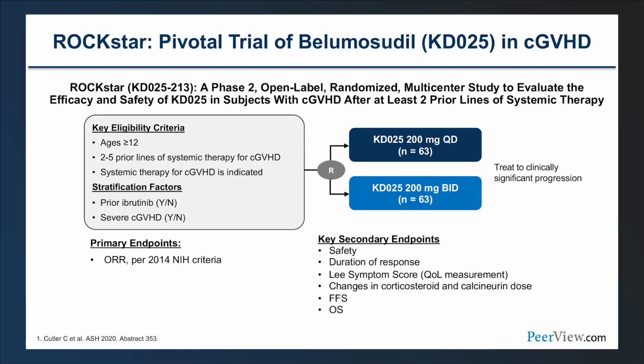The pivotal trial of Belumosudil, or the ROCK2 inhibitor, was done in approximately 130 subjects who received 1 of 2 doses. There was no placebo in this study. And we looked, of course, at the overall response rate and time to clinically significant progression.